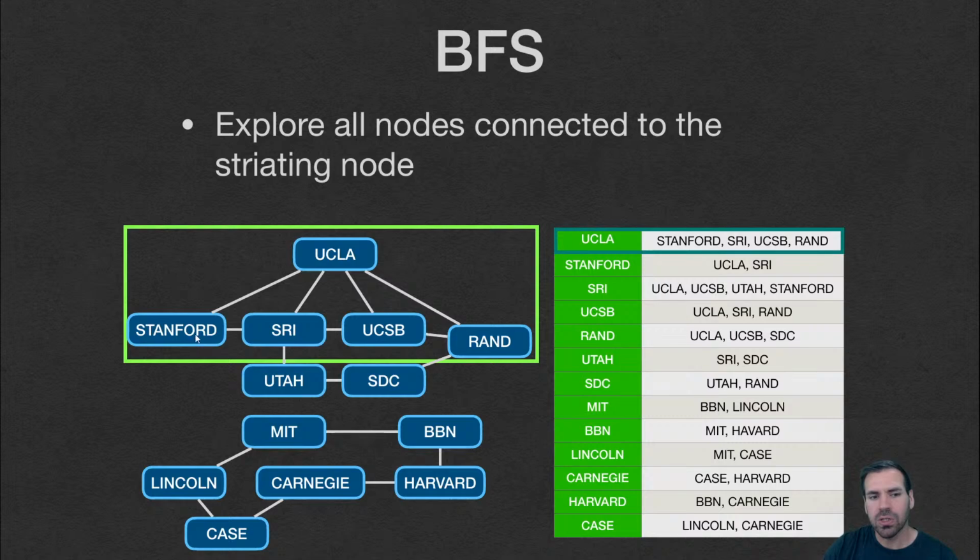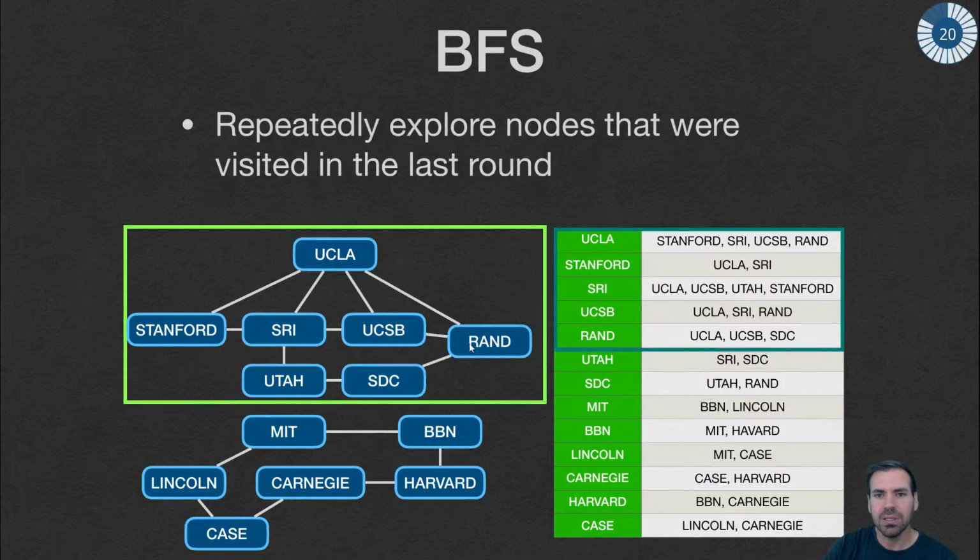And this green box is going to mark all of the nodes that have been explored. And then I'm going to explore the neighbors of the neighbors. So all the nodes that I've just explored, I'm going to explore their neighbors. And I'm going to be careful whenever I'm doing that to not re-explore a node that's already been explored. So I'm going to explore their neighbors, Utah and SDC. Then I'm going to explore their neighbors.